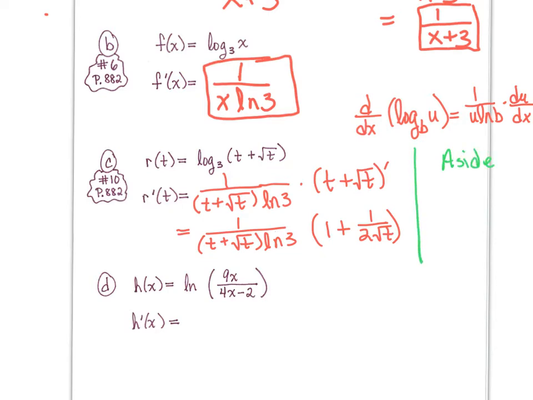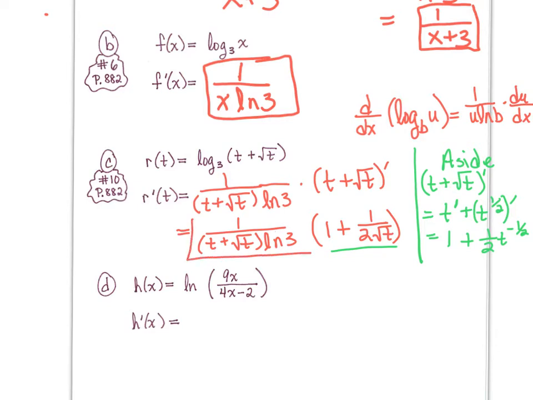Remember that whenever you're differentiating t plus the square root of t, you are using that the derivative of a sum is the sum of the derivatives. So you'll have that's equal to t prime plus t to the 1/2 prime. The derivative of t is 1, plus 1/2 t to the negative 1/2, which we can rewrite as this. Okay, so it turns out that this is our final answer.